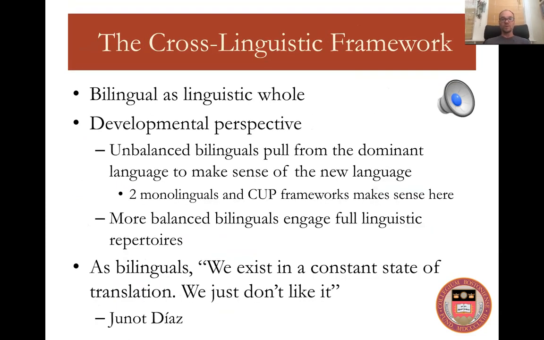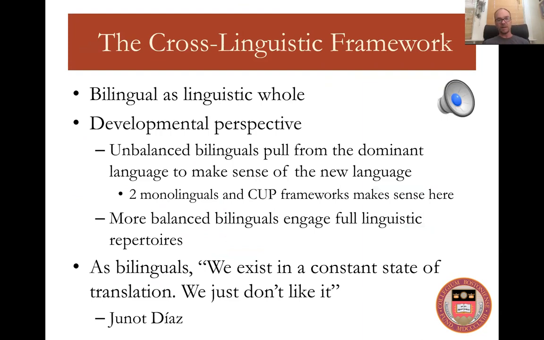The third and final framework is the cross-linguistic framework. This views the bilingual as a linguistic whole, not as two monolinguals, but just as a linguistic person, a person who uses language, and language can be any language. This takes a developmental perspective. So unbalanced bilinguals, kids who are more proficient in one language than another, they will pull from their dominant language to make sense of their second language. They're going to do everything they can to take the literacy knowledge that they know and bring it to bear on the use and acquisition of the second language.